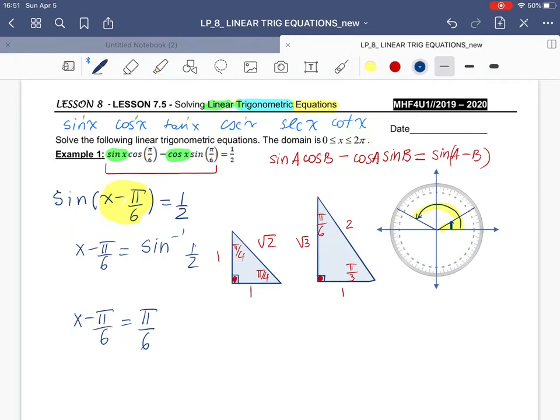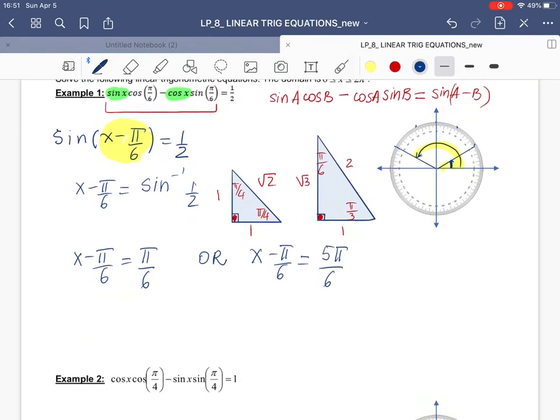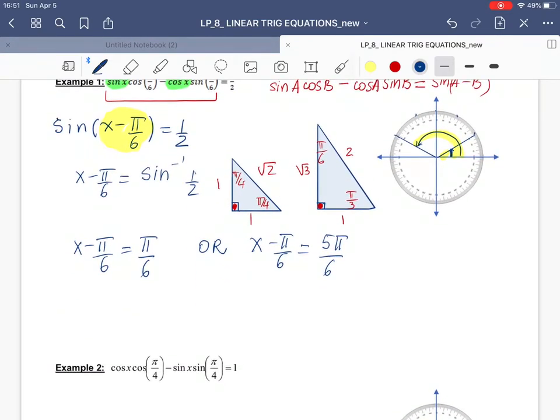And the two angles are pi over 6, and it's kind of easy to calculate the second angle. So 1 pi over 6, 2 pi over 6, 3 pi over 6, 4 pi over 6, and then 5 pi over 6. So we're going to say that x minus pi over 6 equals pi over 6, or x minus pi over 6 equals 5 pi over 6. Not done yet. We have to solve for x.